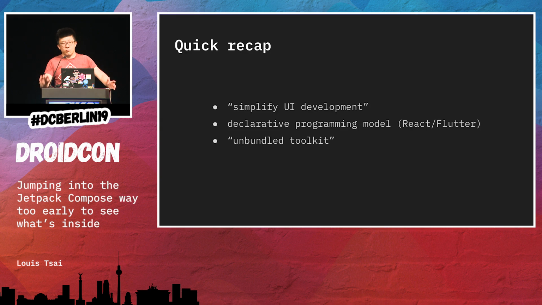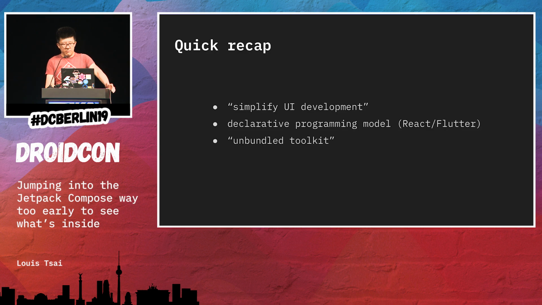So a quick recap of what Jetpack Compose is. The goal of Jetpack Compose is to simplify UI development after 10 years of us all using views and all the crazy stuff that Google and everyone has built. They are trying to achieve that by providing what they call a declarative programming model, heavily inspired by React back in 2013 and subsequently Flutter, Vue, and so on. And they are trying to accomplish that by building a completely new set of unbundled toolkit heavily powered by Kotlin.